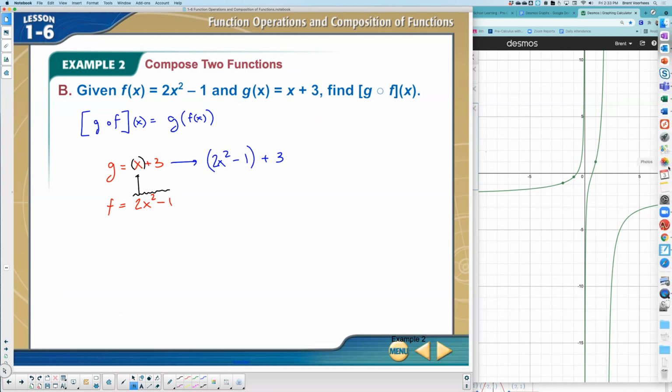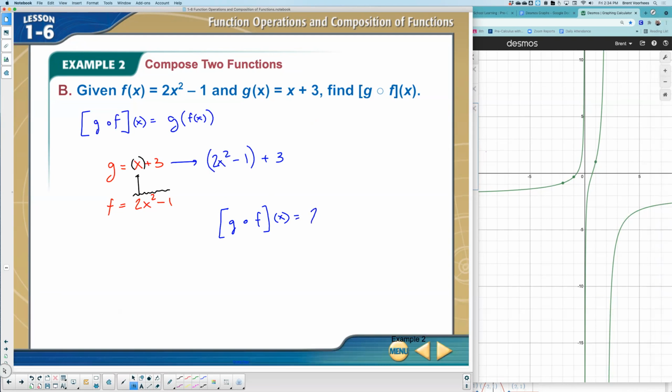So now let's simplify. Actually, there's not much to simplify there. It should be a pretty easy simplification. I'm not multiplying anything, but I do have a minus 1 and a plus 3. Minus 1 plus 3 is 2. So I'll have 2x squared plus 2. There's my answer. Do you see any divisions? No. Any square roots? What does that mean about my domain then? Domain is all reals or negative infinity to positive infinity.